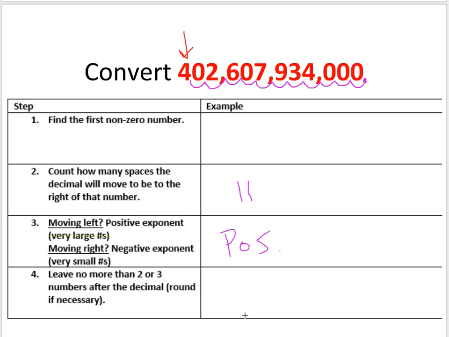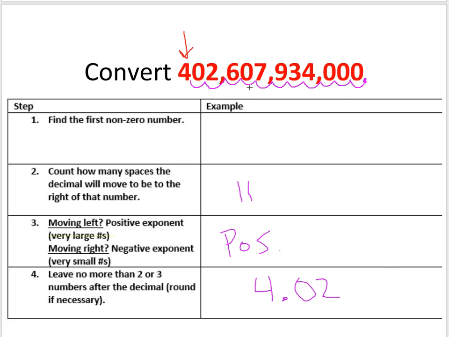All right, last step, leave no more than 2 or 3 numbers after the decimal and round as necessary. So here's what that means. That's easier to just say. So since we moved our decimal down here in between the 4 and the 0, in this class we're always going to just use 3 numbers to talk about scientific notation. So we're going to have 4.02 is what we get after we moved that decimal all the way down.